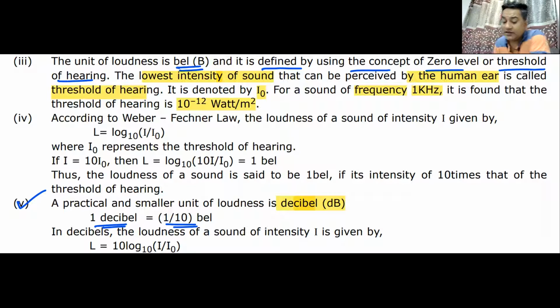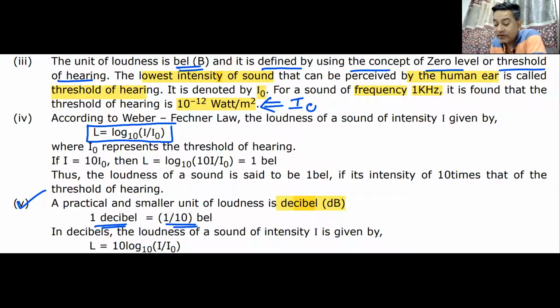Now, if you understand that this is the lowest intensity of sound that can be heard, and this is written as I naught, then this equation gives me the loudness of sound in bels. L, the loudness of sound, is log to the base 10 of I by I naught. I naught represents the threshold of hearing.